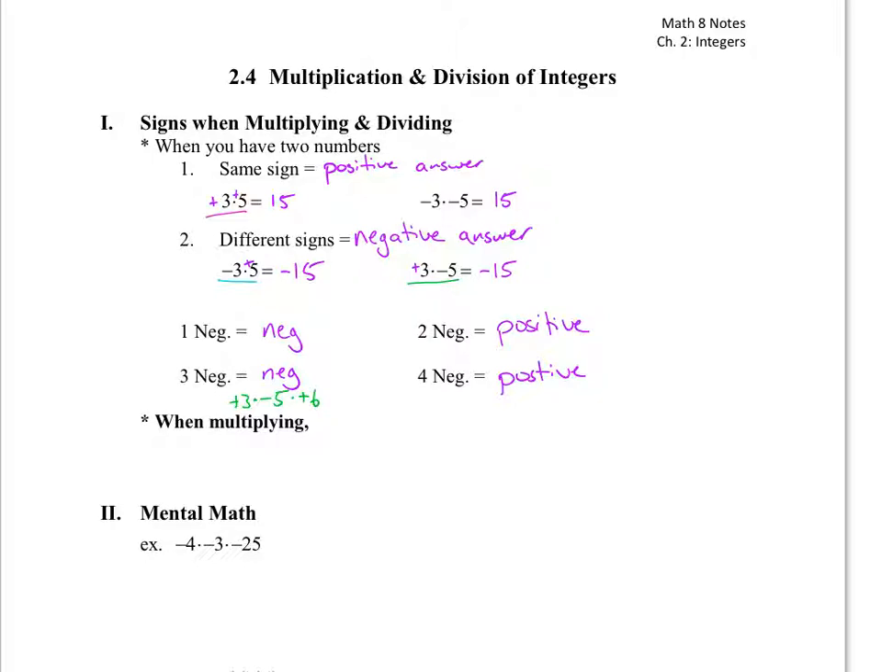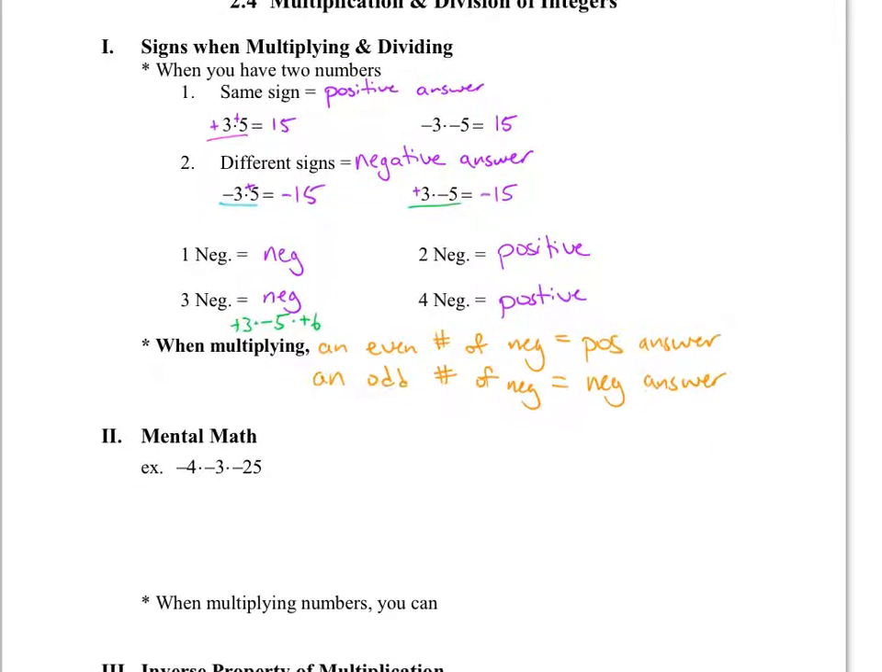So when multiplying, an even number of negatives, so 2, 4, 6, 8 negatives, is going to give you a positive answer. An odd number of negatives is going to be a negative answer every time, no matter what. So you can always count them up and figure it out.